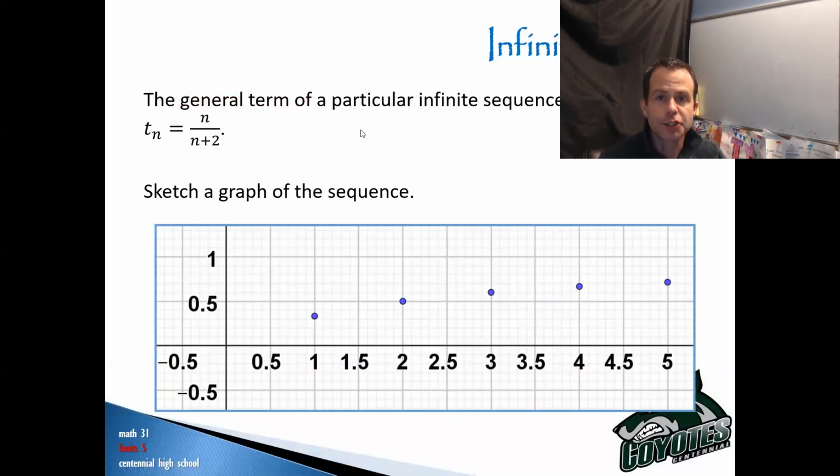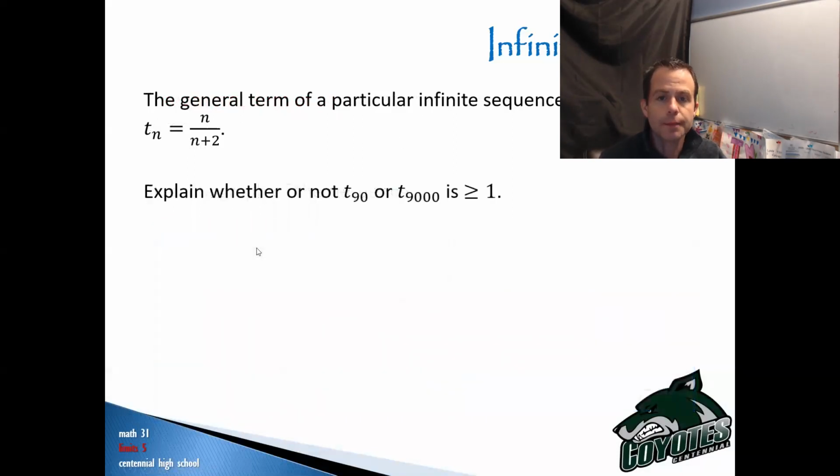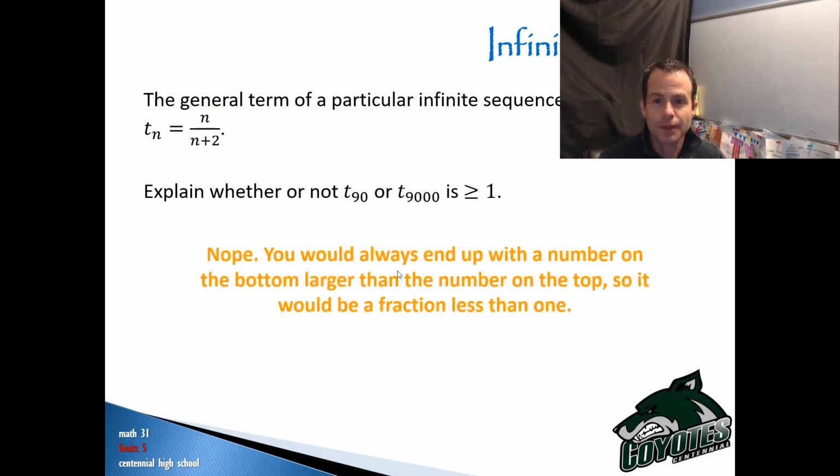Now, question, explain whether or not T of 90 or T of 9,000 will be greater than or equal to 1. And the answer is no. You'll never be greater than or equal to 1 because you're always putting 2 more on the bottom than whatever n is, okay? So you would always end up with a number on the bottom larger than the number on the top, so it would be a fraction less than 1.